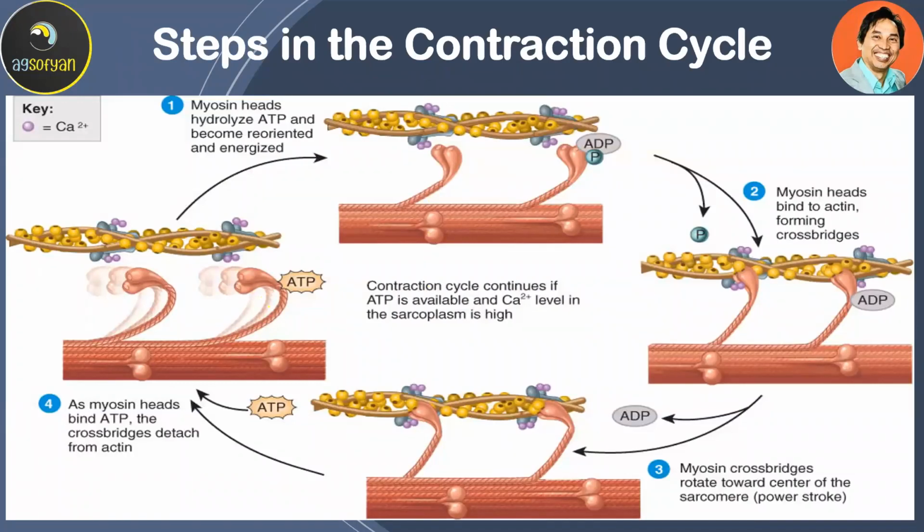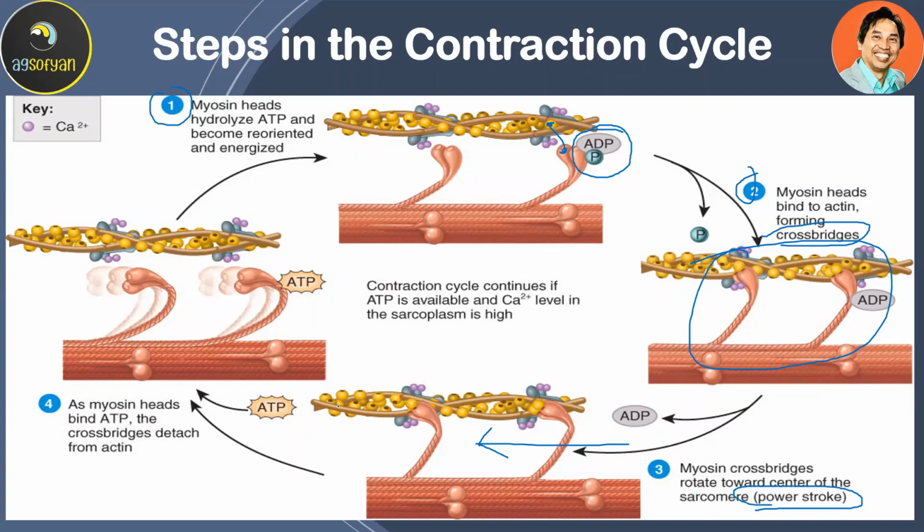Okay, so again, we start with this cycle over here. The first one, the ATP will hydrolyze. When it is hydrolyzed, this myosin head will bind to this binding site, making what we call the cross bridge. And then after hydrolysis, it will also pull the actin to the middle. And this is what we call the power stroke.